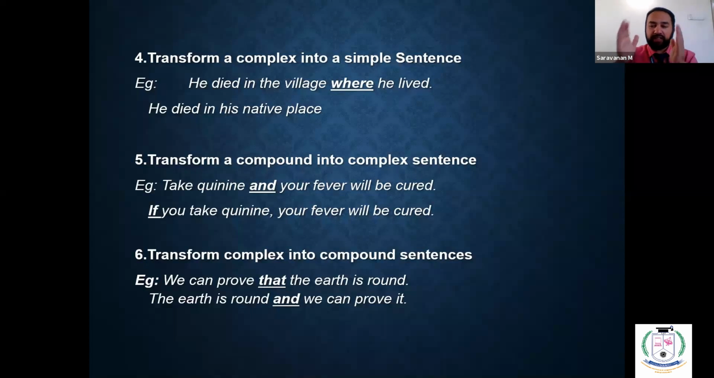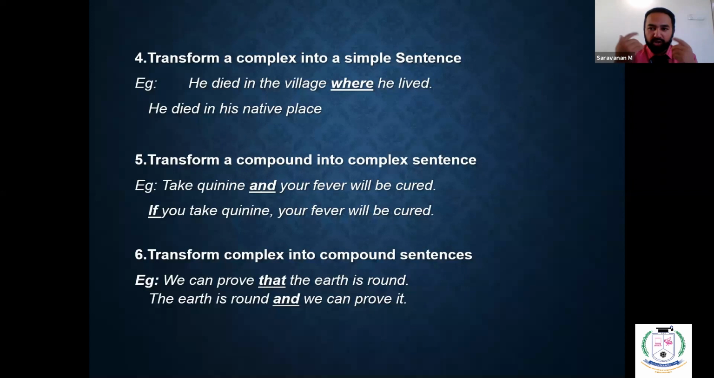Here, the earth is round is a separate main clause. It can act on its own. It is an independent clause. Now see the dependent clause over here. We can prove that. So now we are changing it into a compound sentence.